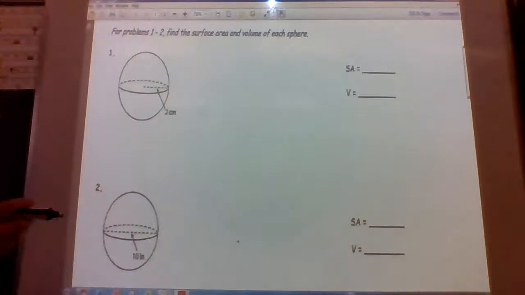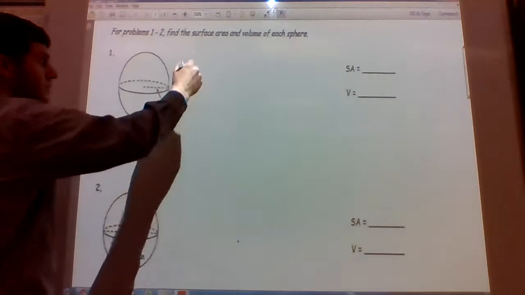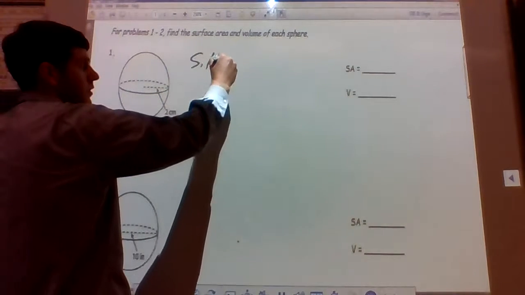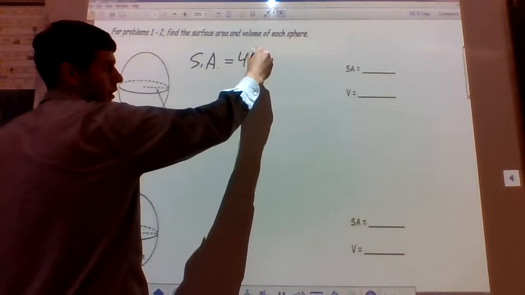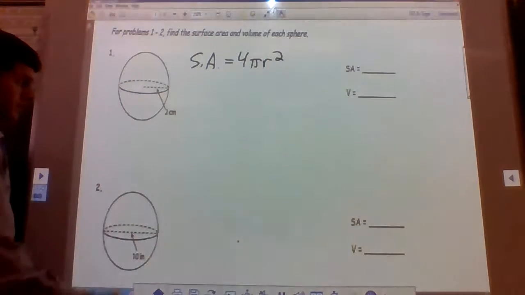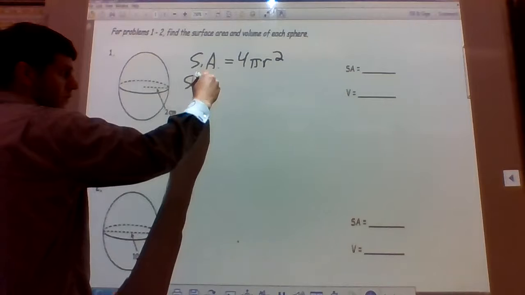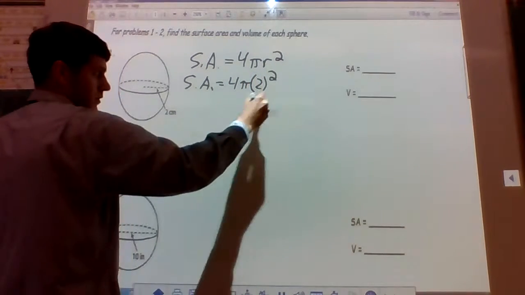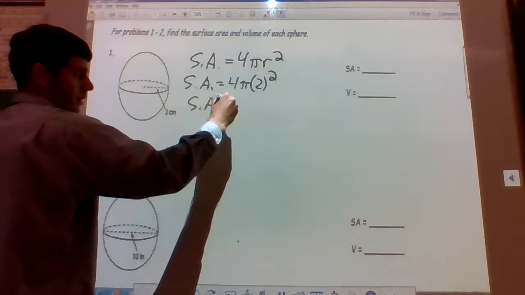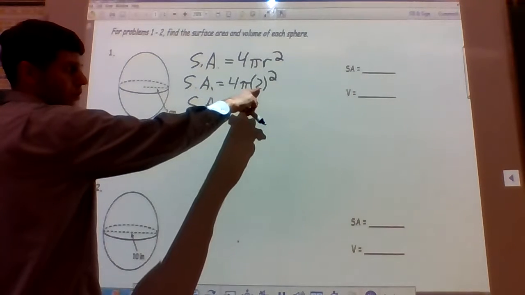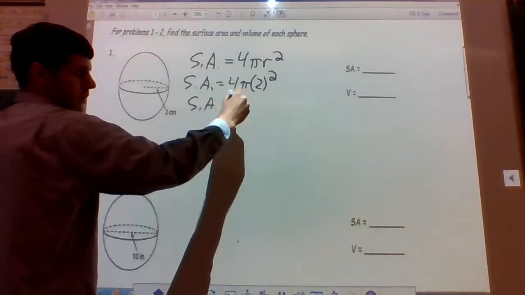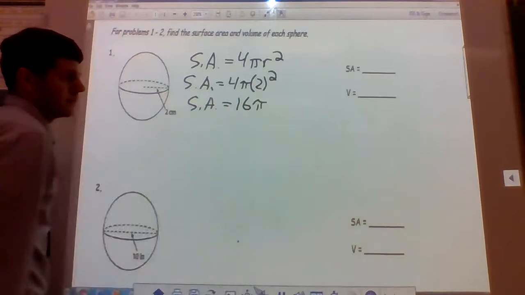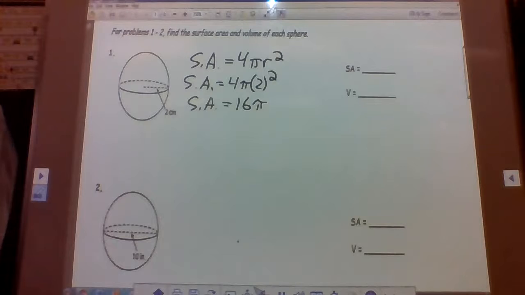Okay, this is the spheres practice. So surface area and volume. Surface area for a sphere is going to equal 4 pi r squared. Okay, so the radius is 2. So surface area equals 4 pi times 2 squared. 2 times 2 is 4. 4 times 4 is 16. So 16 pi. Okay, and if we wanted to put that in our calculator, I believe it's 50.3.